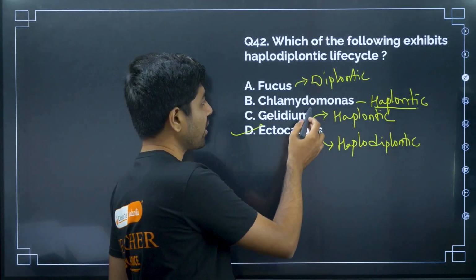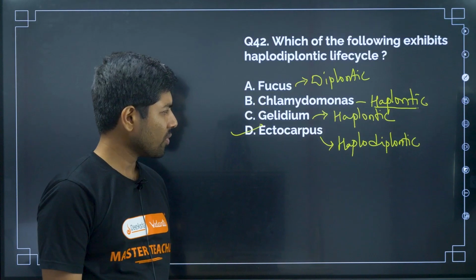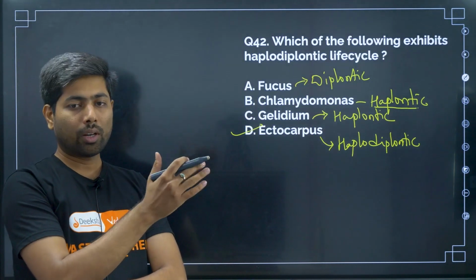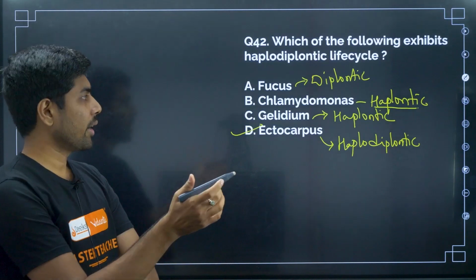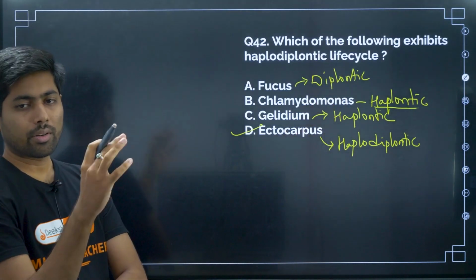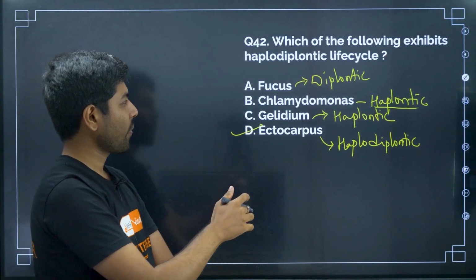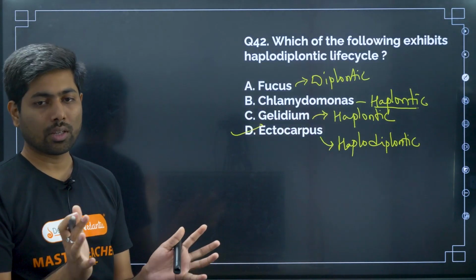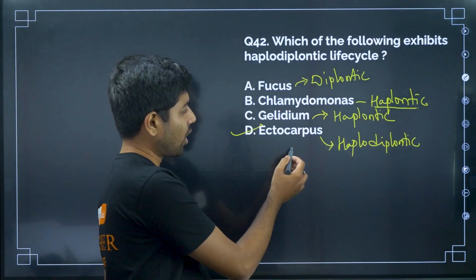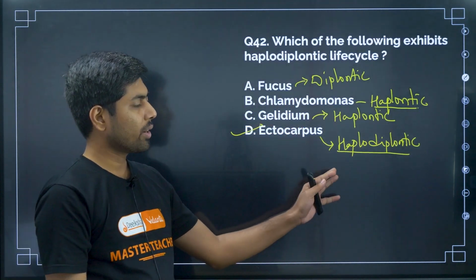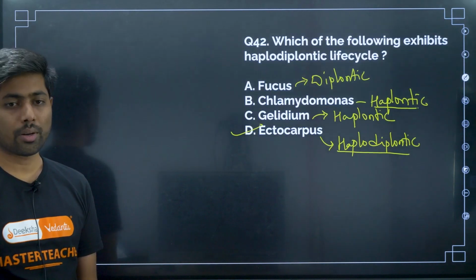Whereas in the diplontic life cycle, what happens? Here also the forms might vary, a sporophyte and gametophyte, right? But here the sporophytic phase will be dominant, right? You can see them as a dominant phase. Sporophytic is majorly seen, right? Here Ectocarpus shows equal dominance of both haplontic and diplontic life cycles. Clear?